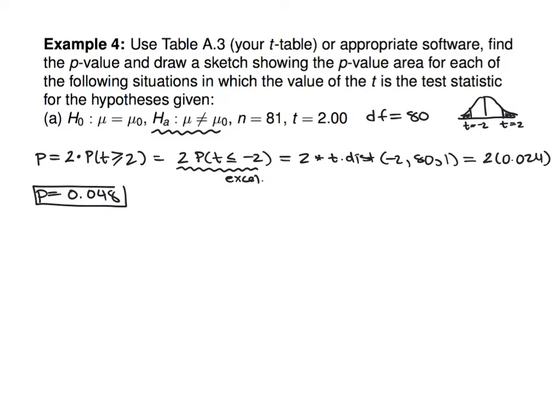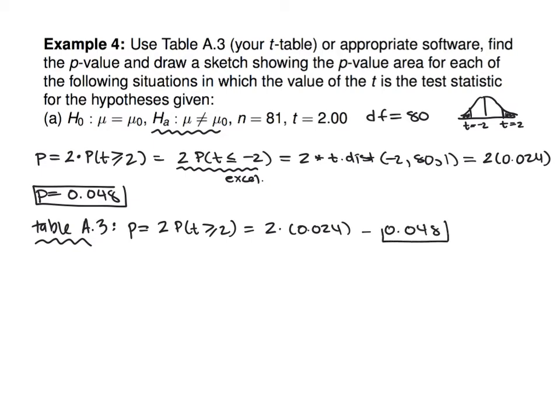This is also one that we can find in our table exactly. So same reasoning, p is twice the probability that t is bigger than or equal to 2. Go down to your degrees of freedom equals 80, and 2 is a number that's actually on your table. See that the p-value there is 0.024. So 2 times 0.024 is, once again, 0.048. So in that case, you didn't need to get a range. You can find it exactly from your table.